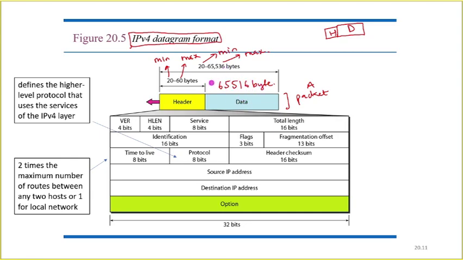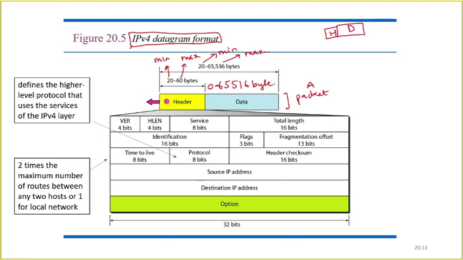The minimum size of data can be 0. If data has a minimum size of 0, then the size of the packet will be 20 bytes, that is the header. That is the minimum. So this is with respect to the size of header and data.